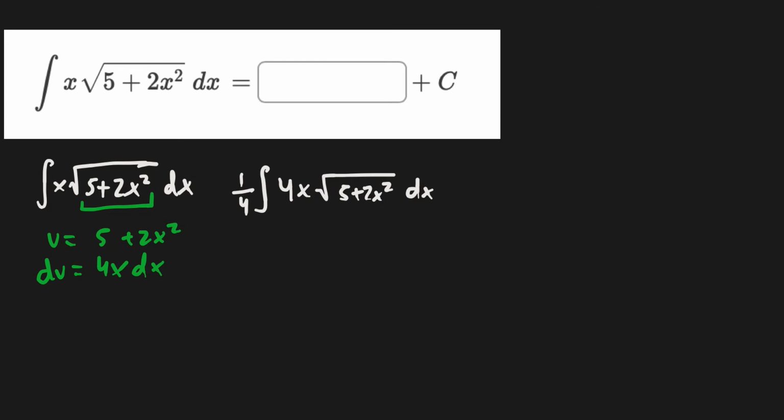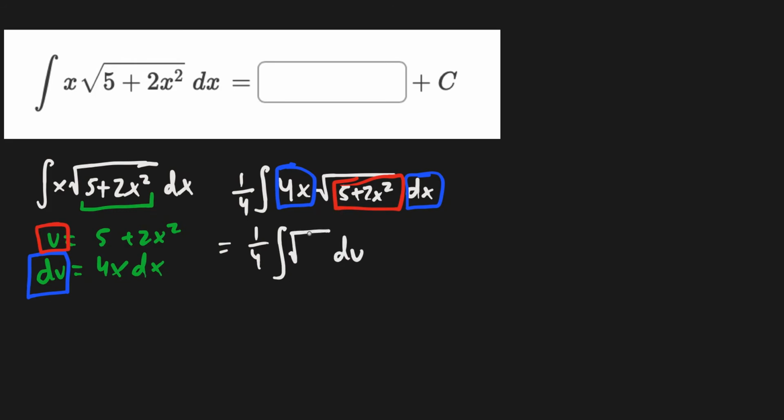So now the reason why I added the 4 is because we see this 4x dx, and we can replace that with what it's equal to, du, and we also can replace this 5 plus 2x squared with u, as we talked about in the beginning. So this is just going to become 1/4 times the antiderivative of 4x dx, which becomes du, and then the square root of 5 plus 2x squared, which is just u. We can rewrite this immediately as 1/4 times the antiderivative of u to the power of 1/2 du.